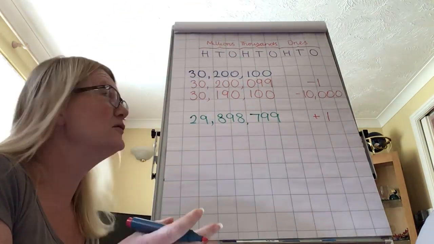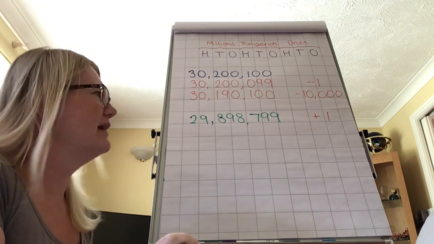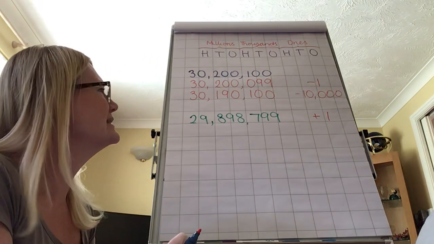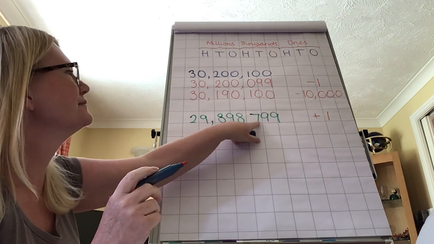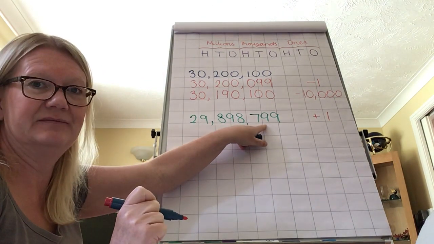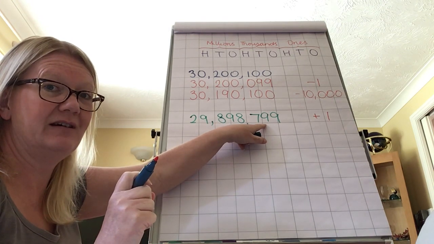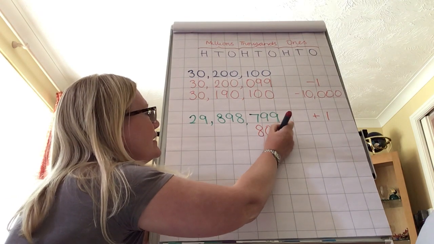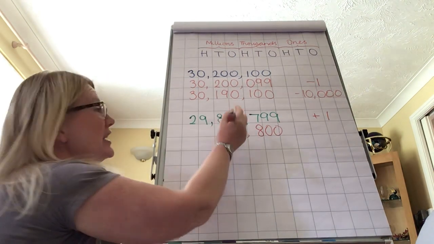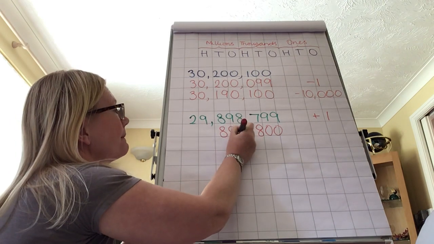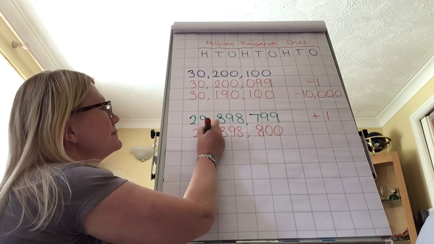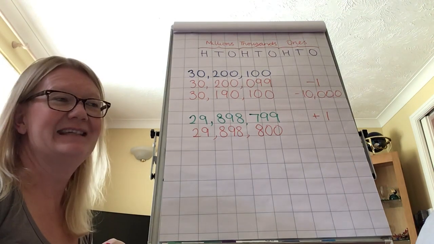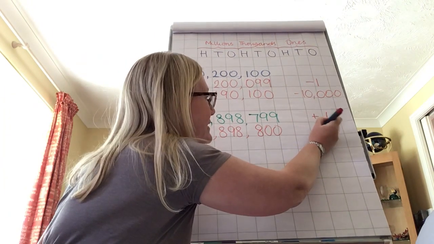Again, no formal methods required. We then get into exchanging and, far too complicated. I'm going to look at my ones chunk, and I've got 799. 1 more than 799? You got it, 800. So I know I'm going to have 800 in my ones chunk. These haven't changed. I've got 29,898,800, and I wrote that in the wrong place.